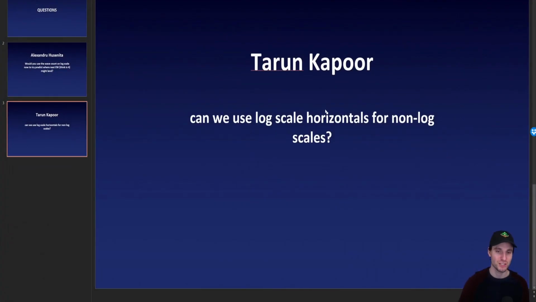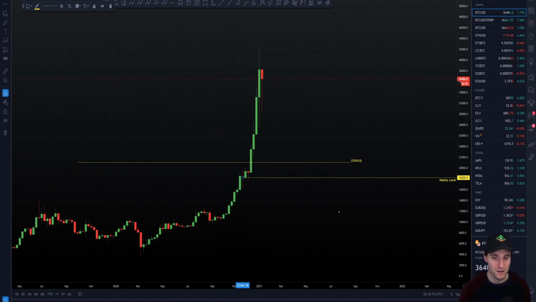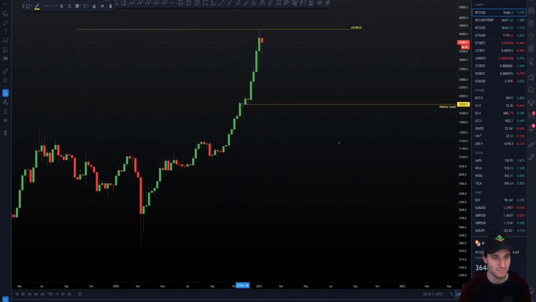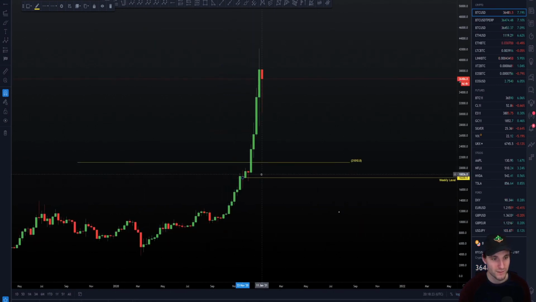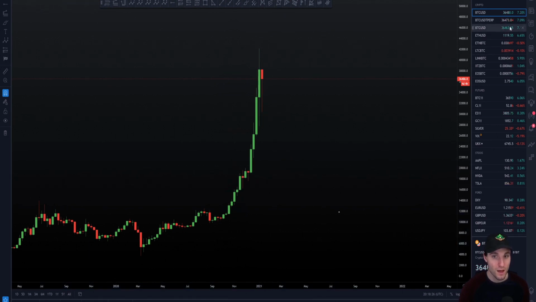The horizontals are not going to change. The only thing that will change are your Fibonacci levels. Fibonacci is the thing that's affected by this the most. Your horizontals are not going to be affected. So the answer is yes, you can use log scale for non-log levels, horizontals, because they are exactly the same, as you can see there. That's a horizontal on both of them.